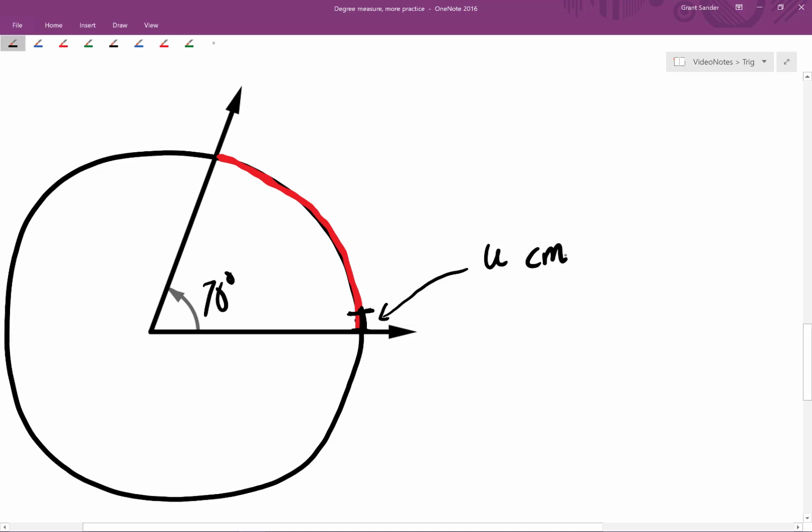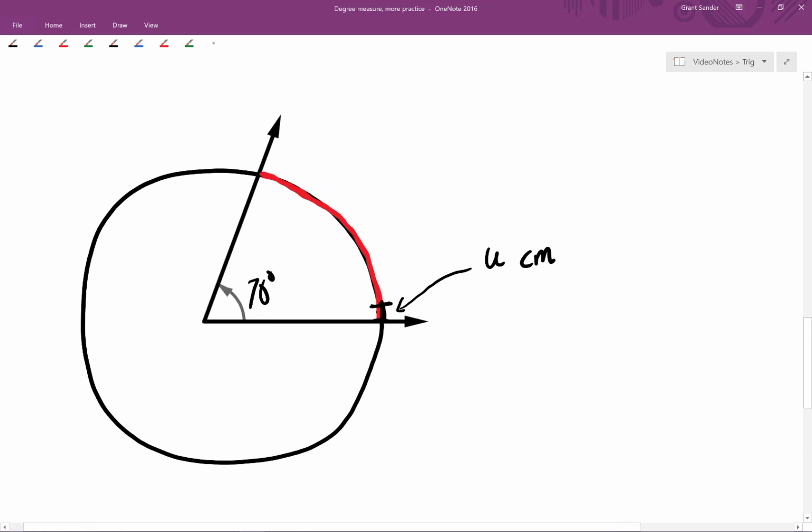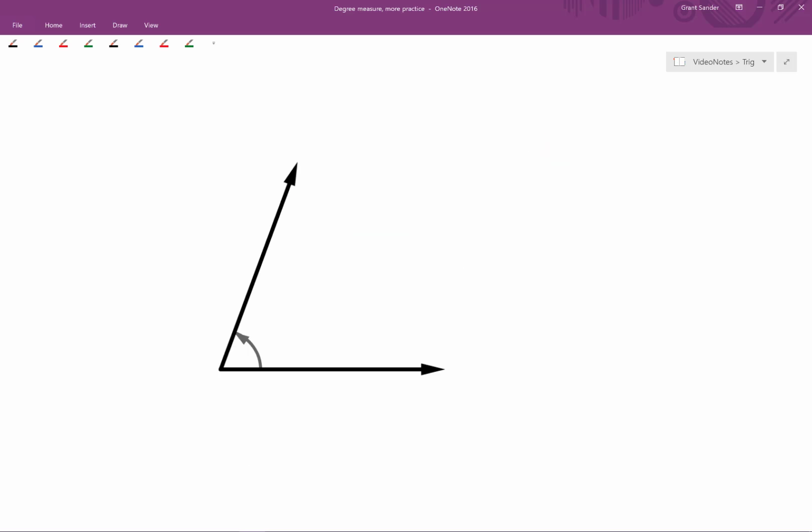So maybe we know the length of that fractional part of the circumference. What we saw before is this arc subtended by the angle's rays must be 70 times as large as 1/360th of the circumference, and therefore the length of that subtended arc is 70 times u centimeters. So if we know how long 1/360th is, then the subtended arc is 70 times as long. Let's look at one more twist on this.